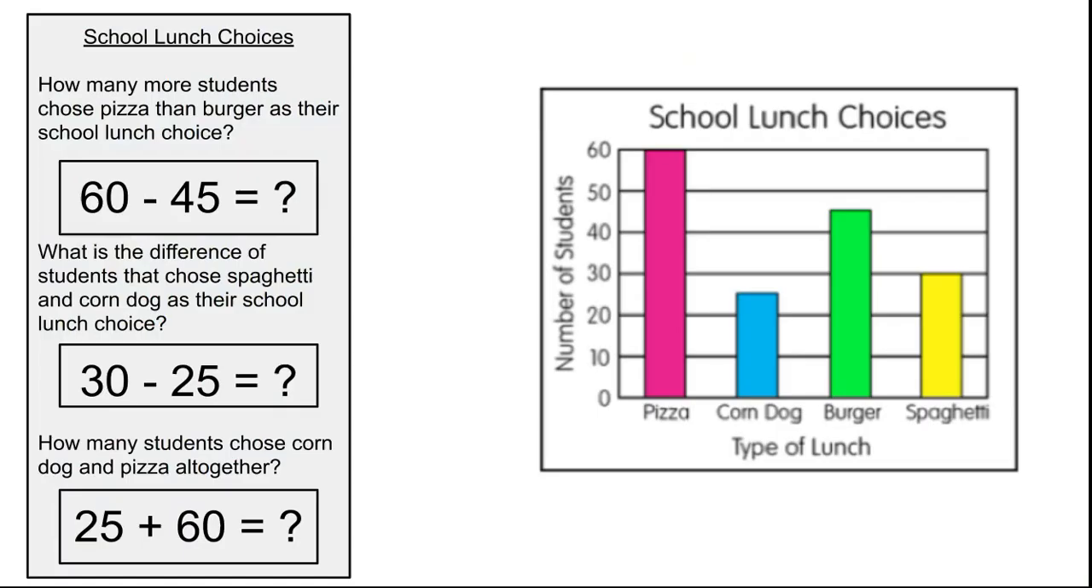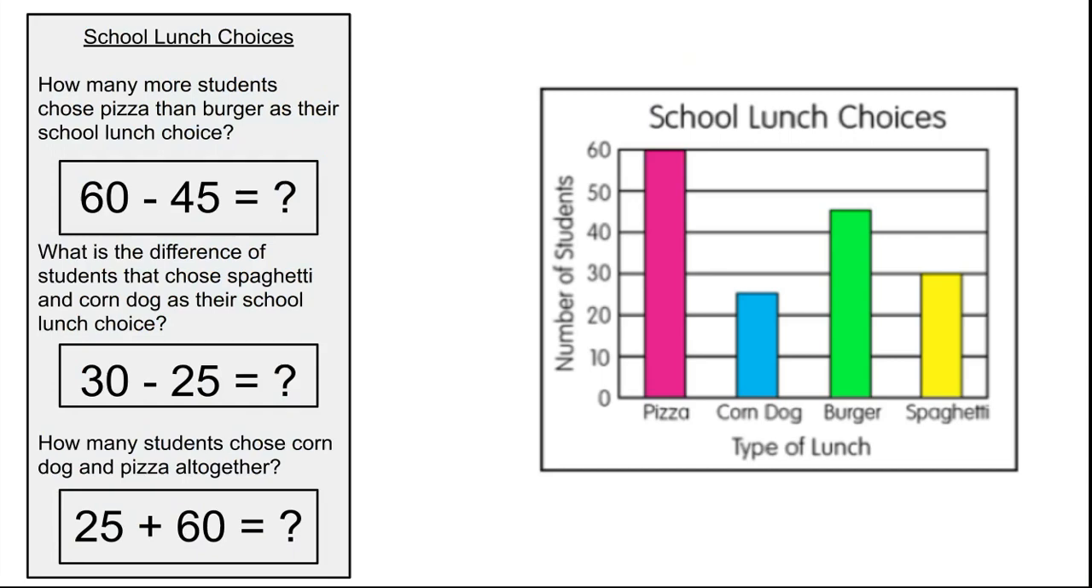Let's look at one last graph. School lunch choices. Let's read the graph to start. 60 people chose pizza for lunch. 25 people chose corn dog for lunch because that bar falls between 20 and 30. 45 people chose burger for lunch because that bar falls between 40 and 50. And 30 people chose spaghetti for lunch.